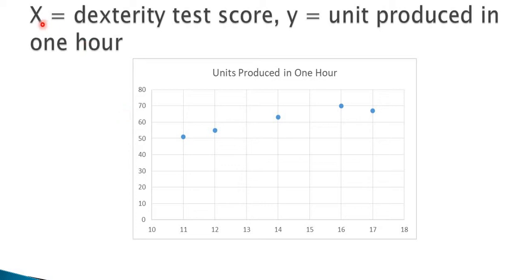In the previous video, we've talked about making a scatter plot, wherein our x-axis is our independent variable, which was in our example dexterity test scores, while in our y-axis, our dependent variable would be the units produced in an hour. So now that we have a scatter plot, this is just a visual description of a possible relationship, but we want to know the exact nature of that relationship.